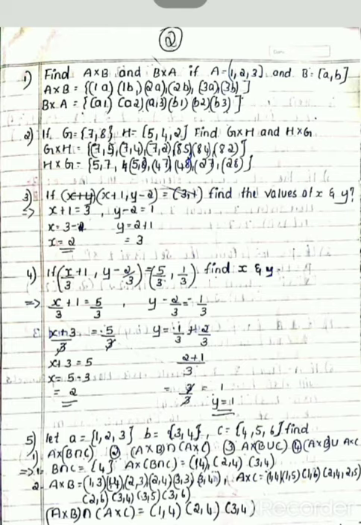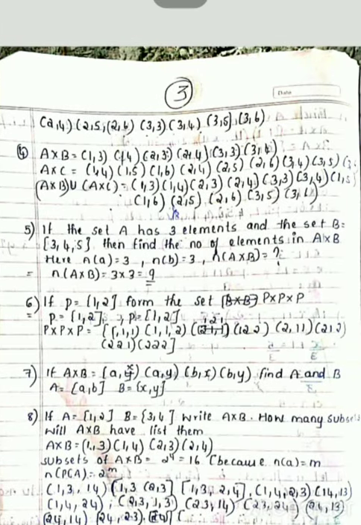What are they? (1,3), (1,4), (1,5), (1,6), (2,3), (2,4), (2,5), (2,6), (3,3), (3,4), (3,5), (3,6). And the next question, as I said earlier, first you write A cross B, then A cross C, then union of A cross B, union A cross C. So what I should write is all the elements of A cross B and A cross C.